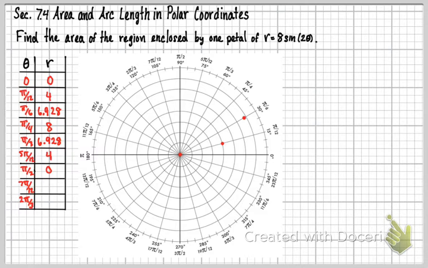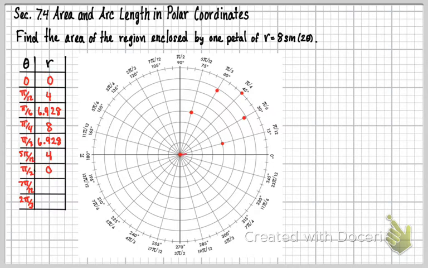6.928. And then I'm going to go to 45 degrees, which is pi 4ths, and that's going to be 8. Then 60 degrees, which is going to be 6.928 again. Then 5 pi 12ths, and that's going to be 4. And then back to 0 again. So I'm back here now. There's actually one petal, so that's why I stopped. One of my big indicators was that I started at 0 and ended at 0. That tells me I'm going to get exactly one petal.